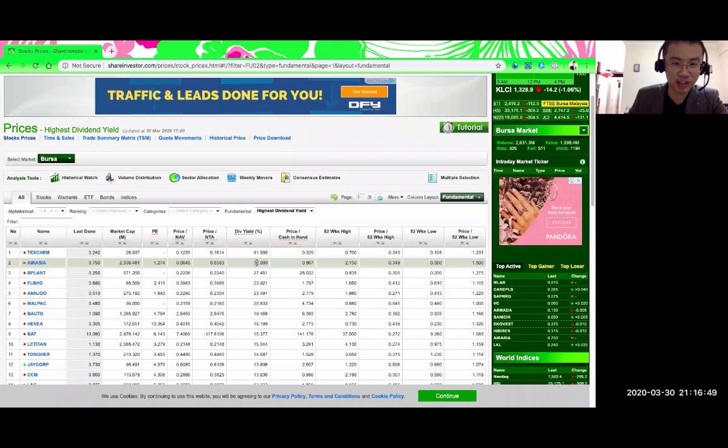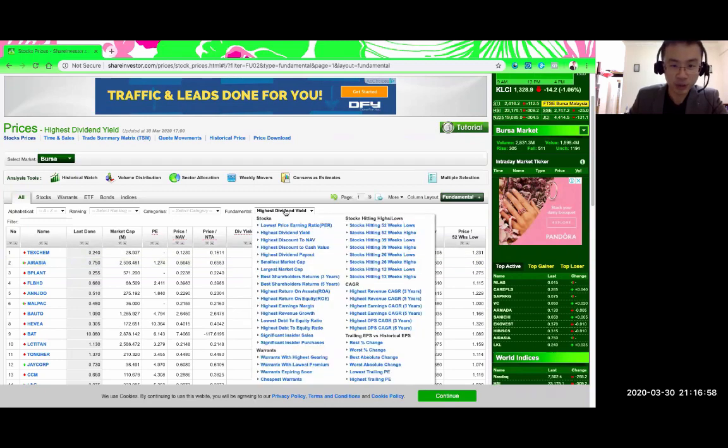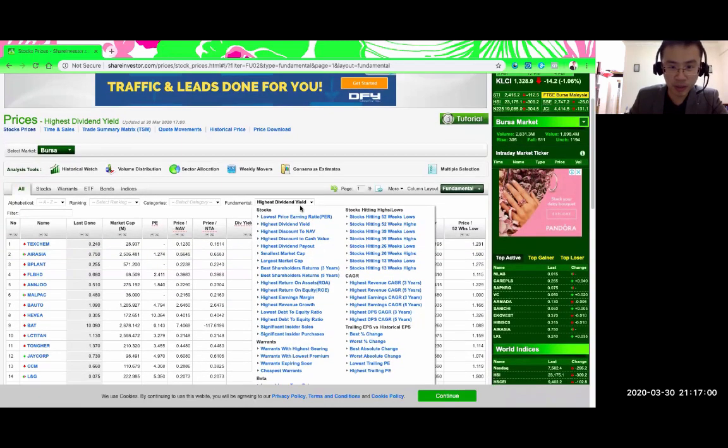Capital A is paying a dividend yield of 2%. But in the upcoming financial year, I guess AirAsia cannot afford to pay any dividend. You can also filter based on stocks hitting 52-week lows, so you know which stocks have hit a 52-week low. Once you click this filter, all the stocks that meet this criterion come out.